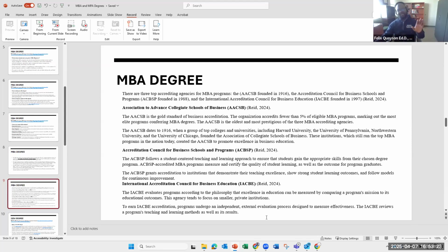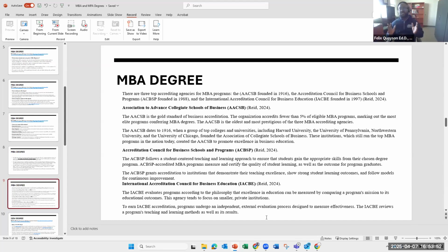Now, for any of the smaller private institutions, or for any institution that wants to seek the IACBE accreditation in business education, to earn the accreditation, programs undergo an independent external evaluation process designed to measure effectiveness. The IACBE reviews a program's teaching and learning methods as well as its results.